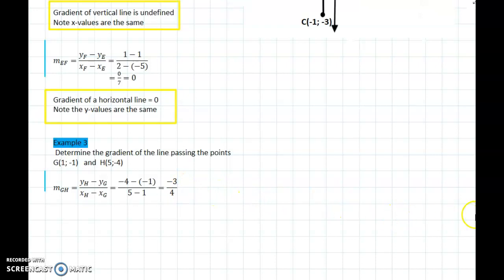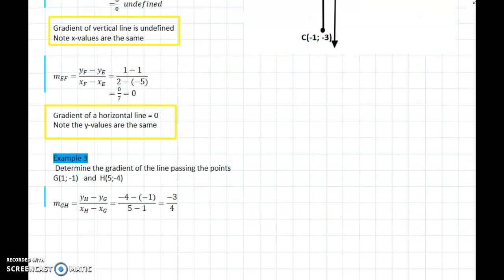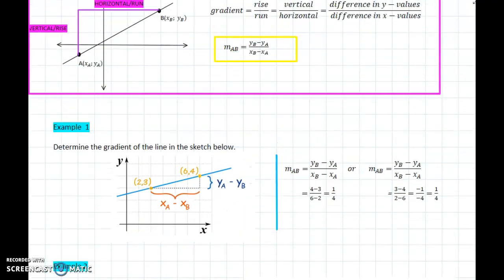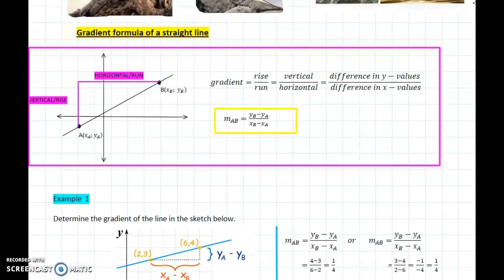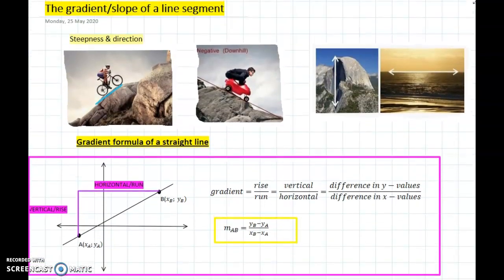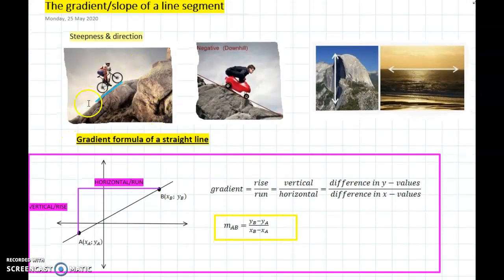So what have we learned today? We've learned the gradient formula, which is the change in the y over the corresponding change in the x, and that the line can have a positive gradient, it can have a negative gradient, it can have a gradient which is undefined, a vertical line, and we can have a gradient which is 0, a horizontal line.